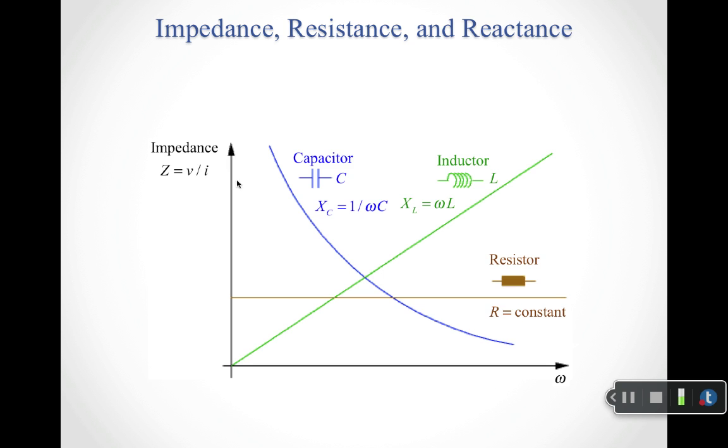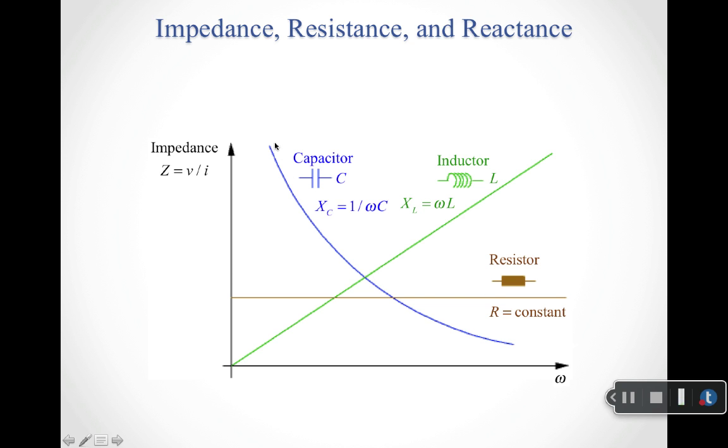So if we think about the way this plots out, here's our impedance term, and again we're just talking about the impedance across either a capacitor, that's going to be this blue line, across an inductor, that's going to be this green line, or across a resistor, that's going to be this brown line. The first thing to notice is that across a resistor, it doesn't depend on frequency, it's just constant. But the inductive reactance and the capacitive reactance do depend.